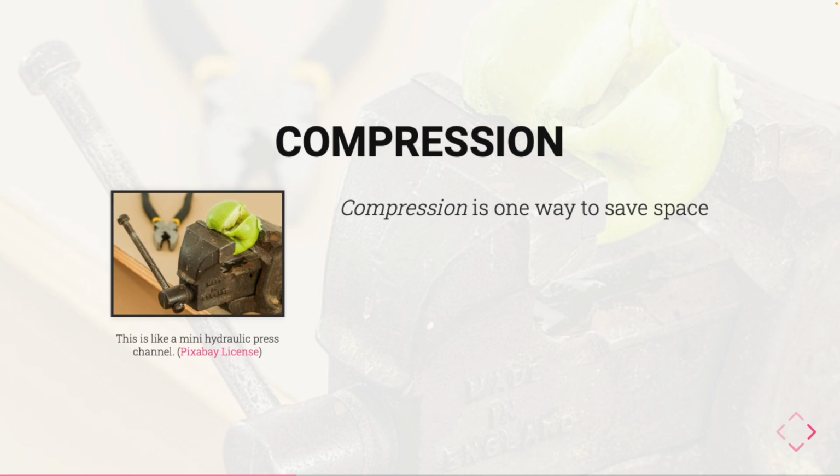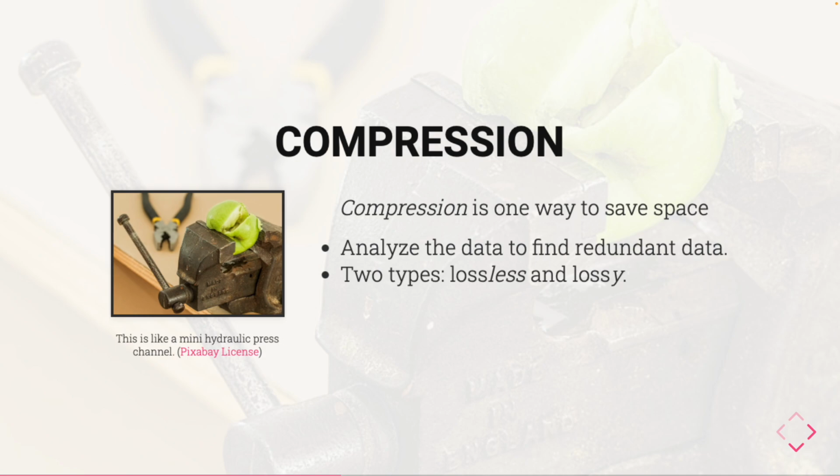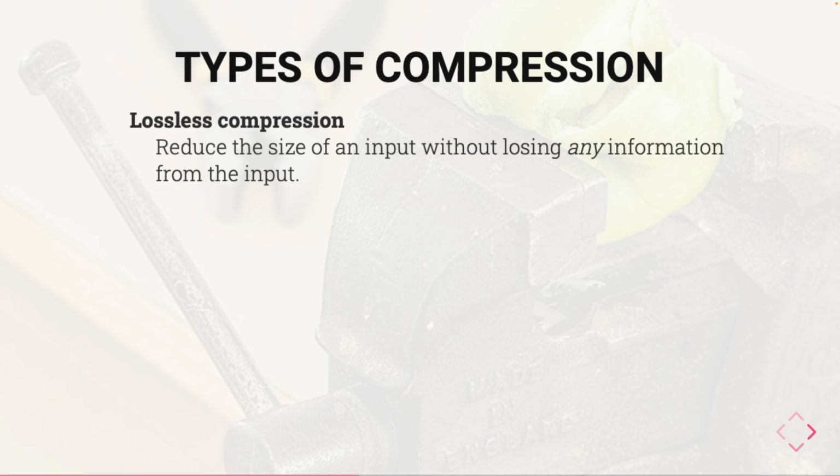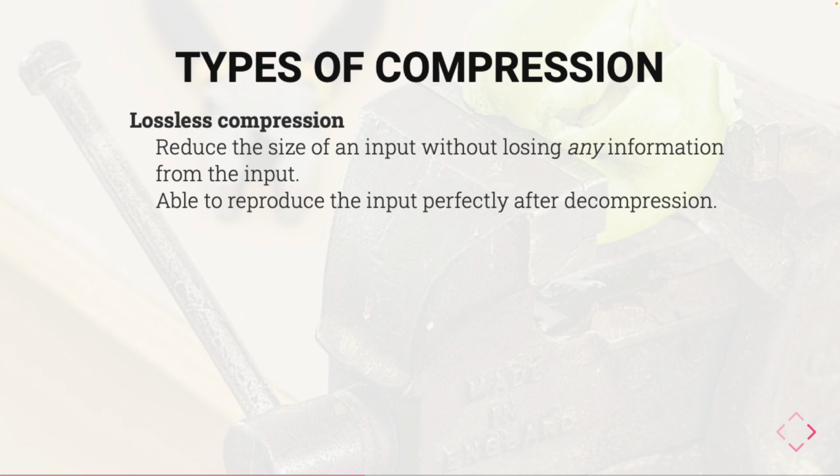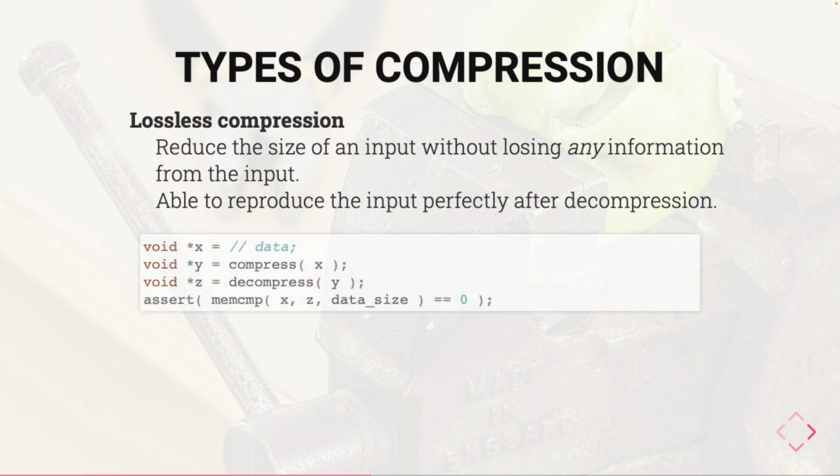So compression is one way to save space. You analyze the data to find redundant data, and then basically take away that redundancy. Two types of compression are lossless and lossy. Lossless compression reduces the size of an input without losing any information from the input. If you compress it and then decompress it, you can end up with the exact same thing that you got originally.